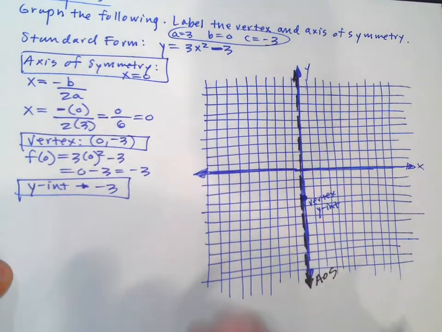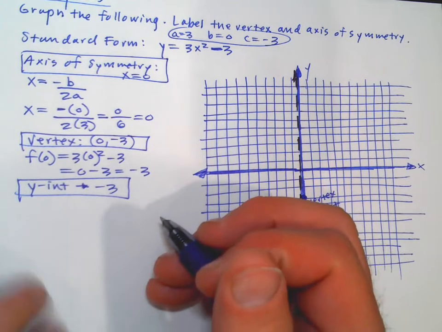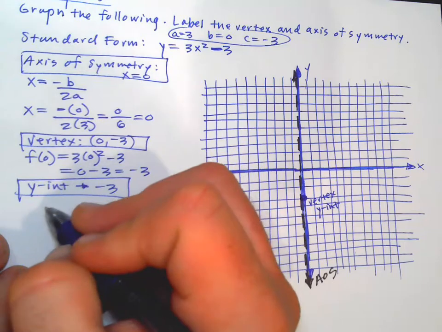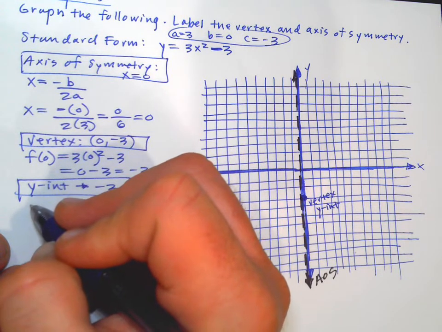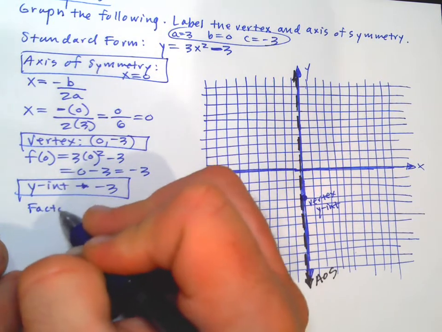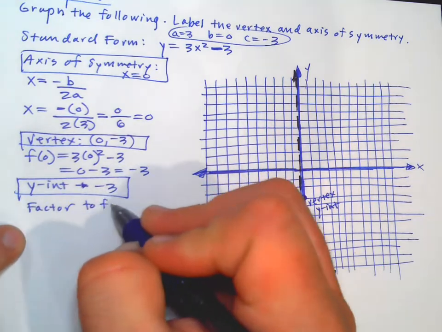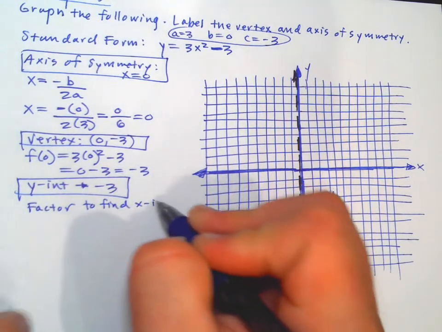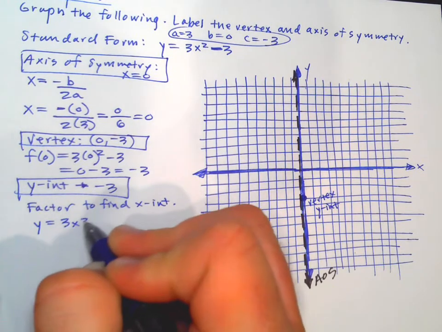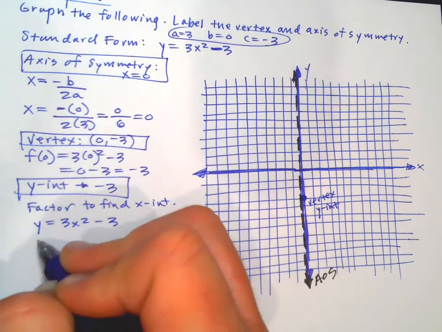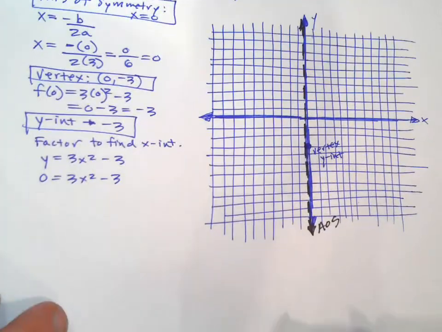Now, last time we did a table. This time, though, we could find the x-intercepts. We could take the equation and factor, I wrote this on the first page, factor to find x-intercepts or roots. So you take this equation, y equals 3x squared minus 3, and x-intercepts always happen when y is 0. So you plug a 0 in for the y, and then you factor it.